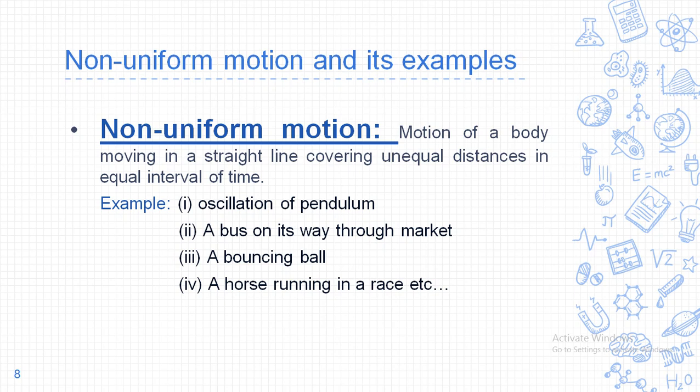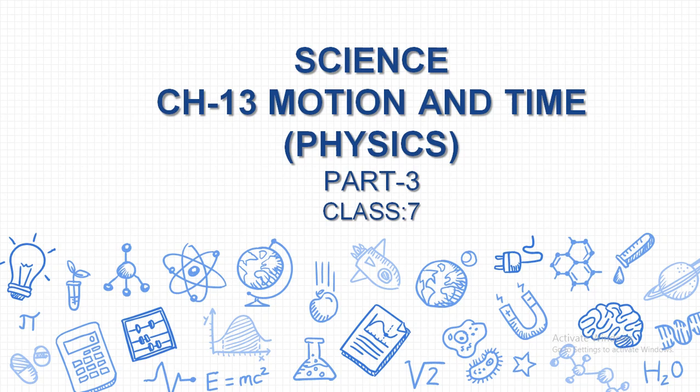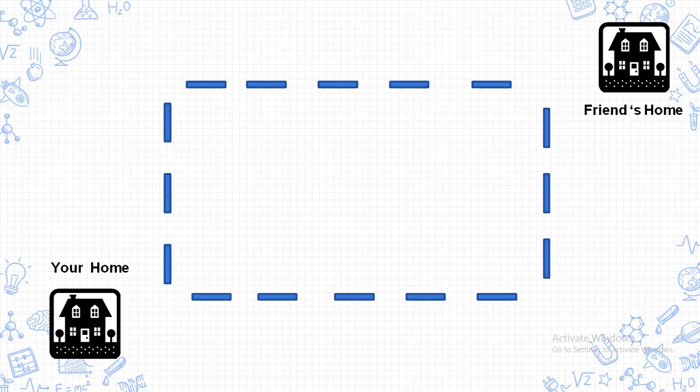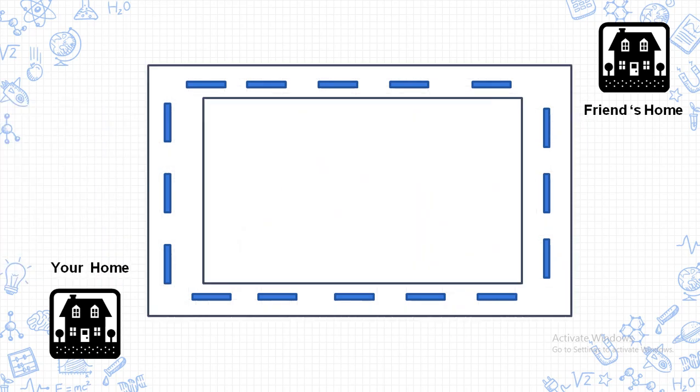Now we will continue with part 3, which is distance and displacement. In this video, we are going to understand this topic, distance and displacement. So let's start. For that I am taking one example. You can see over here that this is your friend's home and this is your home. Between these two houses, there is one rectangular shaped structure, which is the garden. The garden is at the center, and surrounding this garden, the roads are available.